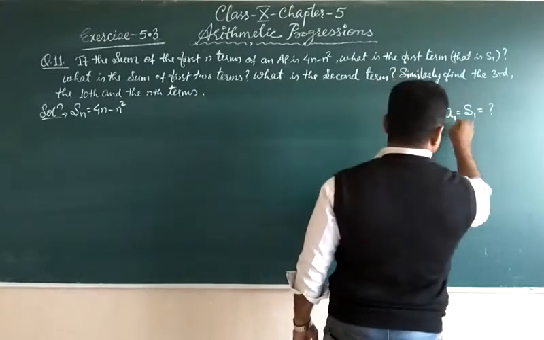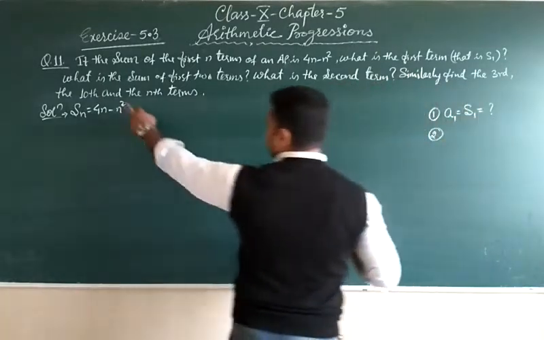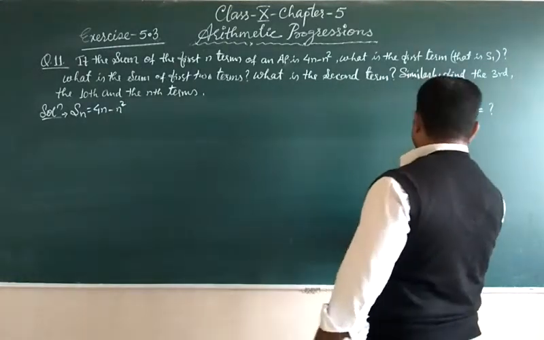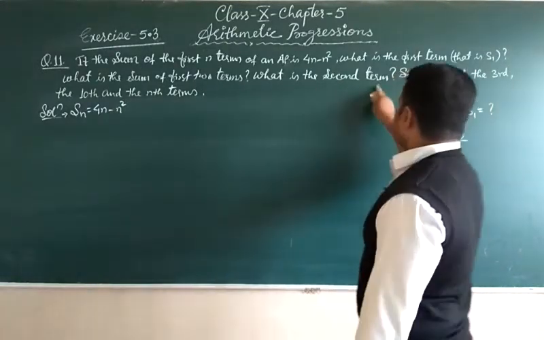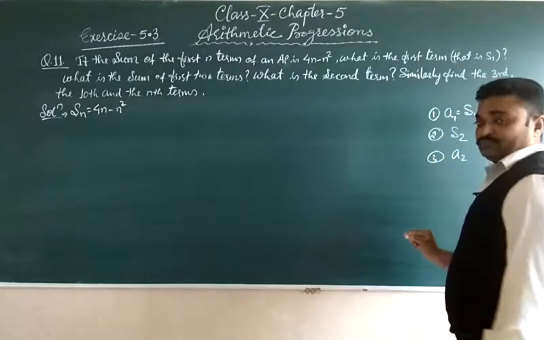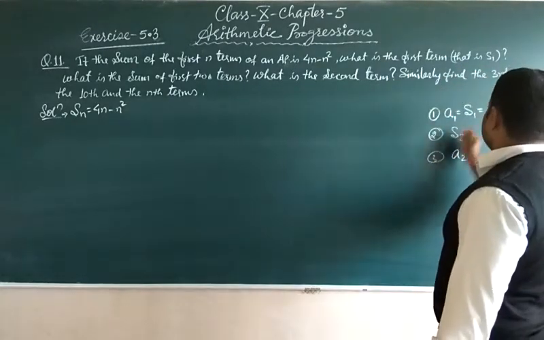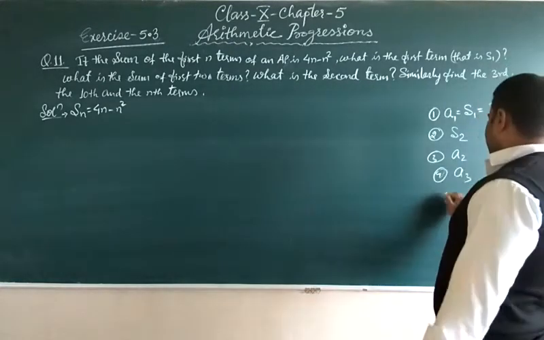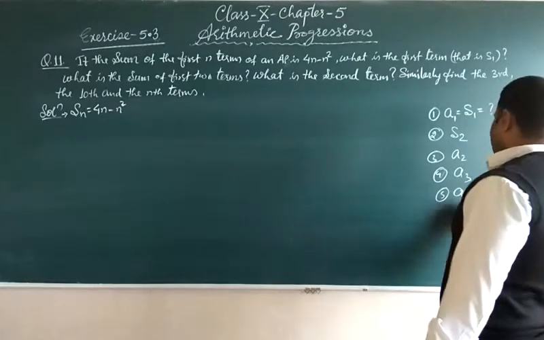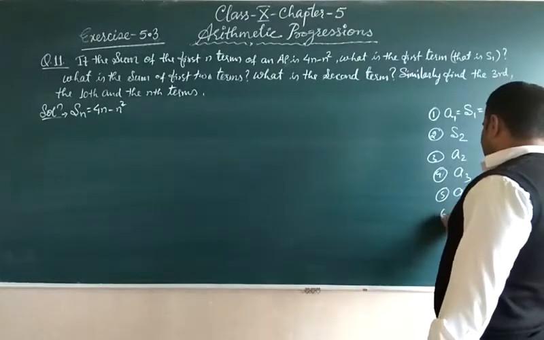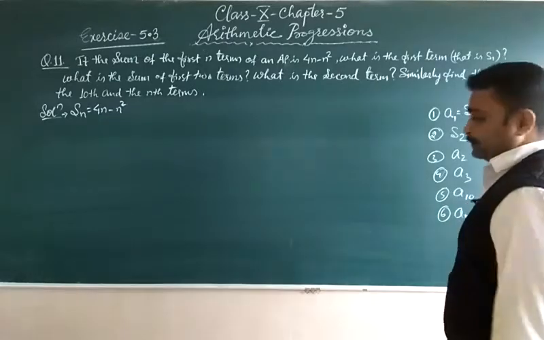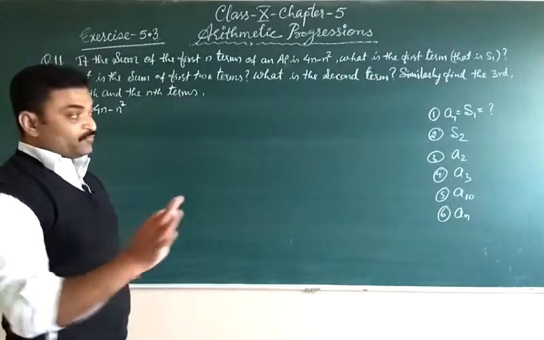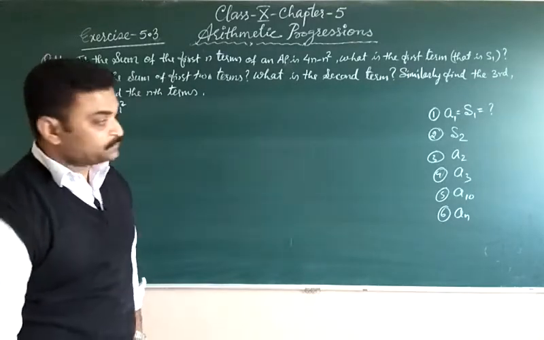A1. Second, what is the sum of the first two terms, that is S2. Third, what is the second term, that is A2. Fourth, similarly find the third term A3, the 10th term A10 and the nth term, that is An. So students, 6 things we have to find in this question. Clear?